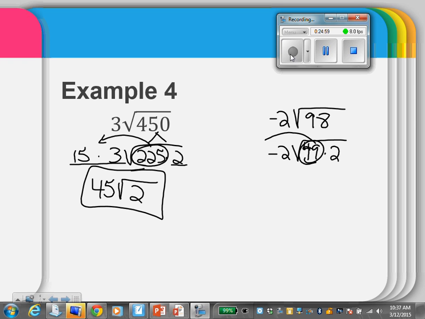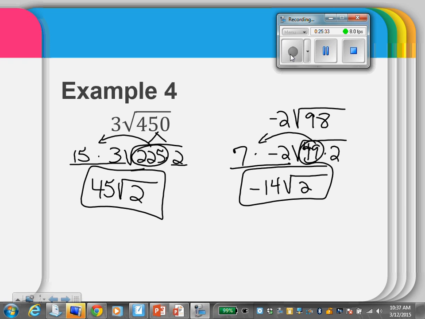So, Brandon, when the 49 comes out as what? What's its ticket to get out? It comes out as a 7. Yeah. And so, what's on the outside? What do you do with the 7 and the negative 2? You times them and get what, Lucy? Negative 14 times the square root of 2. Very good. Negative 14 times the square root of 2. How many were able to get that? One more real quick, then we'll move on to some variables.